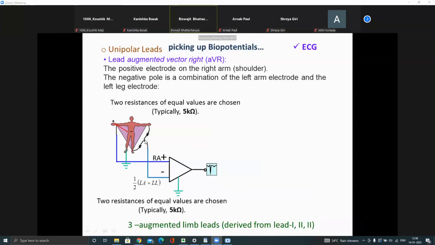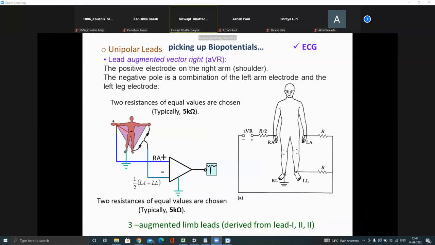Once it is lying at the midpoint, we get a voltage which is half of the left arm voltage and left leg voltage, that is, the average of the two voltages. So the right arm voltage is applied straight to the non-inverting terminal, and the average of the other two voltages is applied to the inverting terminal. Then our ECG waveform will come in an inverted fashion.